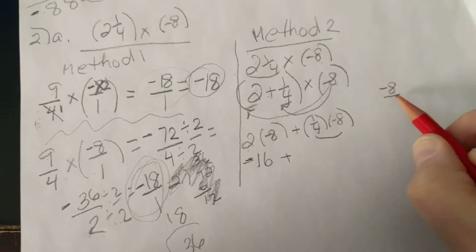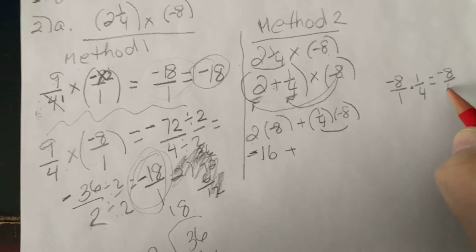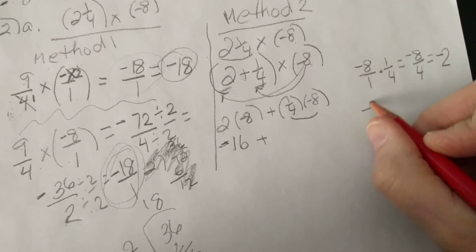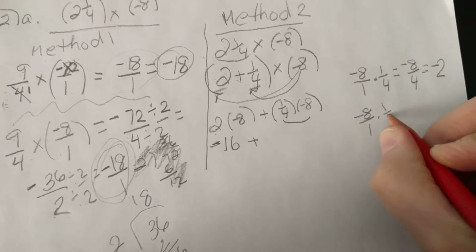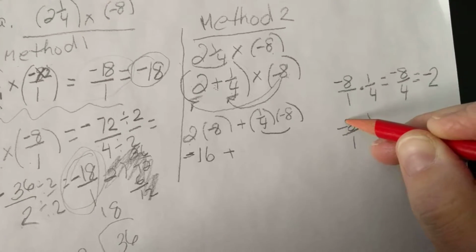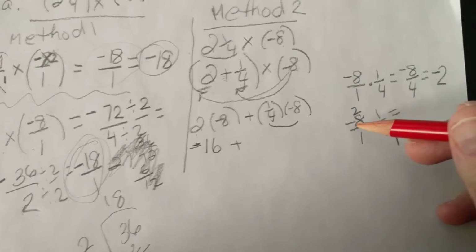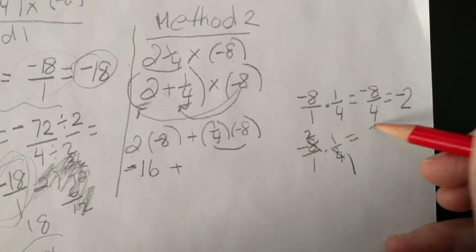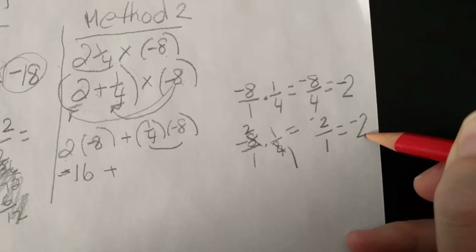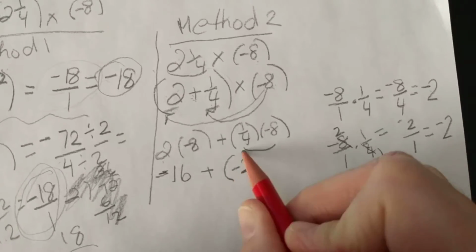I'll show you over here, it's negative 8 over 1 times 1 over 4. If you don't reduce, you get negative 8 over 4. 8 divided by 4, negative 2. If you cross reduce, 4 divided by 4 is 1, 8 divided by 4 is 2, negative. And if you multiply straight across, negative 2 times 1 is negative 2 over 1, or simply negative 2. So it's up to you which way you feel like doing this. At the end, over here, we get negative 2.